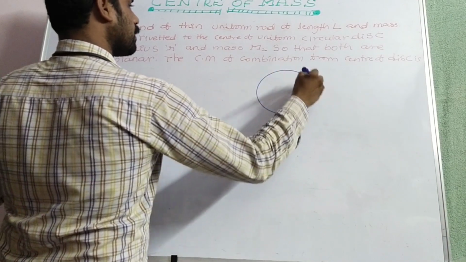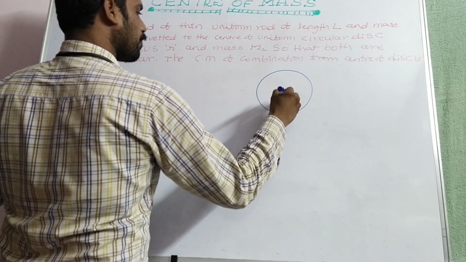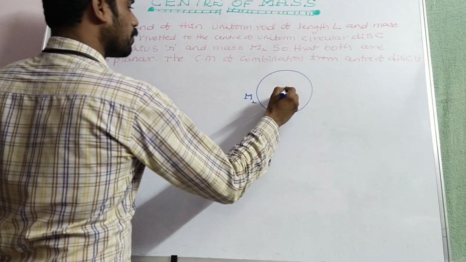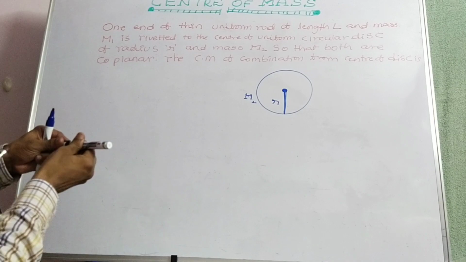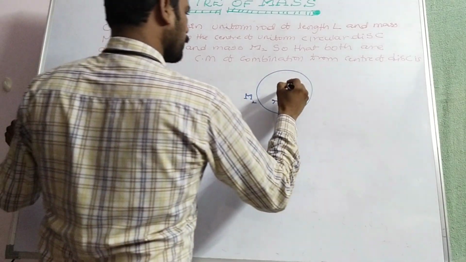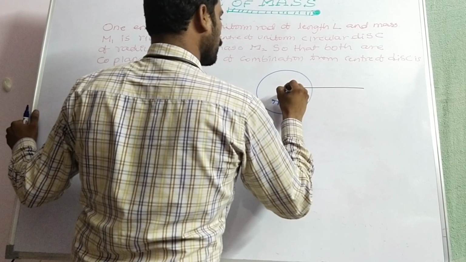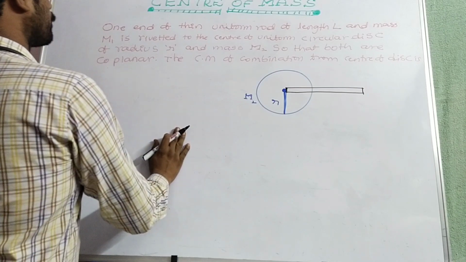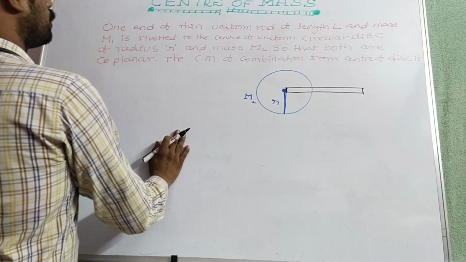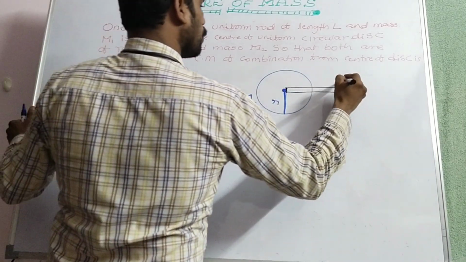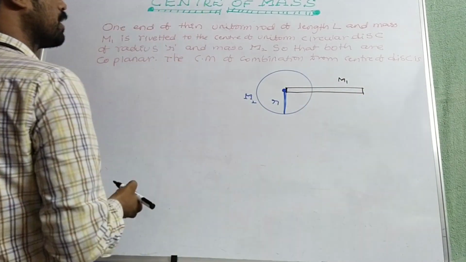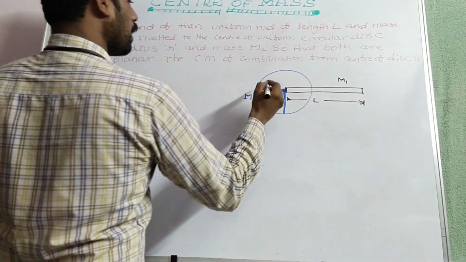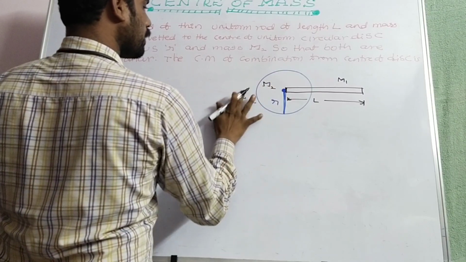So let us consider the disc of radius small r and mass m2. This is the center. Now a thin uniform rod of length L is attached at the center of the circular disc, whose mass is m1, and the length of the rod is L. This is m2, with radius r.